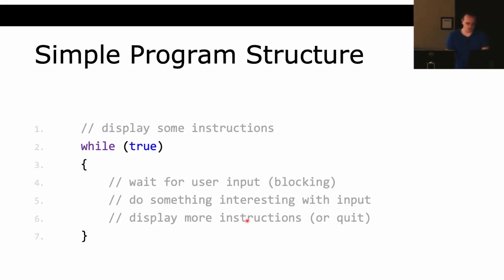And then you do something interesting with that input. So you convert it, you display it, you put it on a website, you do whatever. And then you display more instructions or quit or whatever, right? So you decide somehow whether or not you want to continue in this loop, or you want to exit that loop or exit the program or go on to something else. But this is generally the main structure of most programs like this.